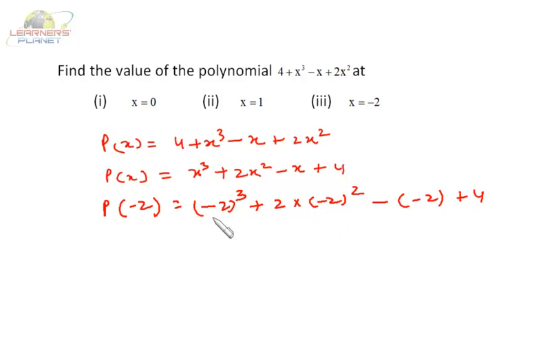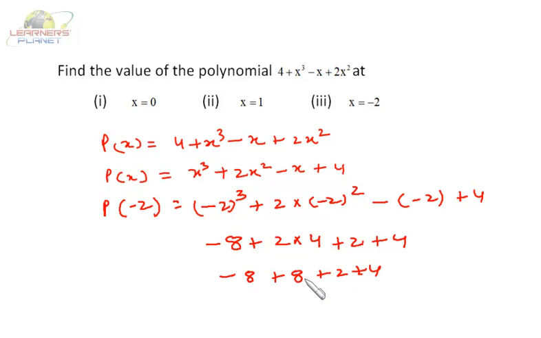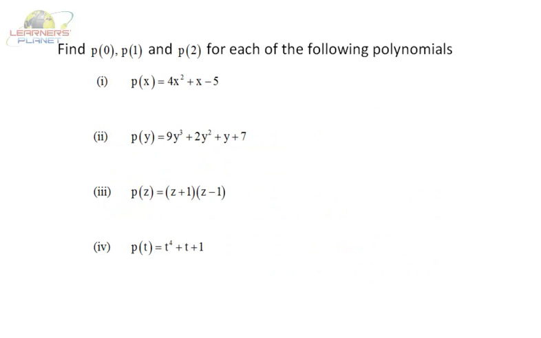Okay. Now solve it. So minus 2 whole cube will be minus 8 plus 2 into minus 2 square will be 4. So it is 2 into 4. Minus of minus 2 will be plus 2 and then plus 4. So it's minus 8 plus 8 plus 2 plus 4. So what we are getting is 6. That means the value of the polynomial when x is equal to minus 2 is 6. I hope you are clear. Let's take the next examples.